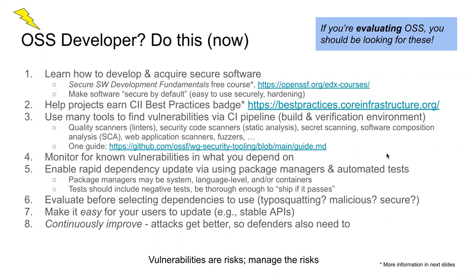Next, monitor for known vulnerabilities in what you depend on. Nowadays, most software brings in a lot of other software. If those dependencies have vulnerabilities, then that may become a vulnerability in the system that you've created using them. So you need to monitor them and update when they're vulnerable, which means, number five, you need to enable rapid update of your dependencies. Once you find out that there's a known vulnerability, you need to be able to quickly update, quickly ship.